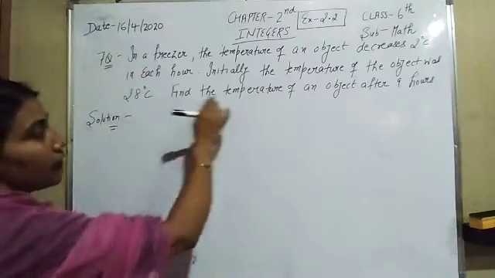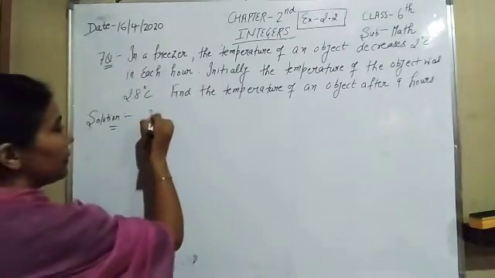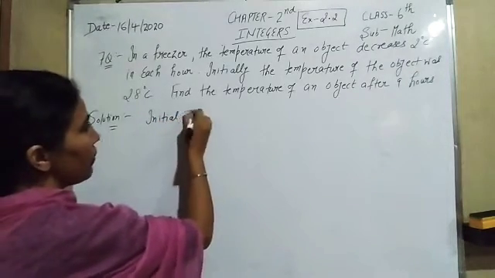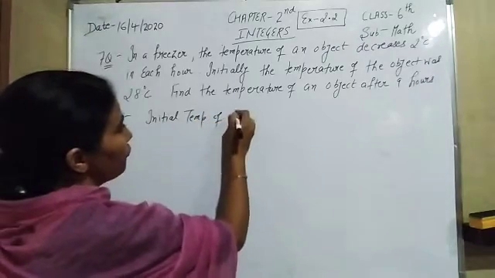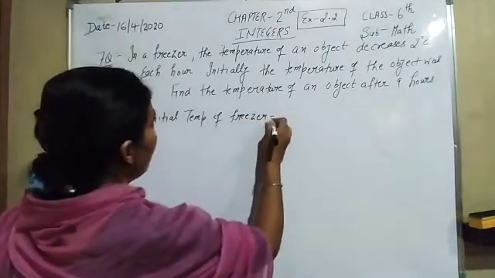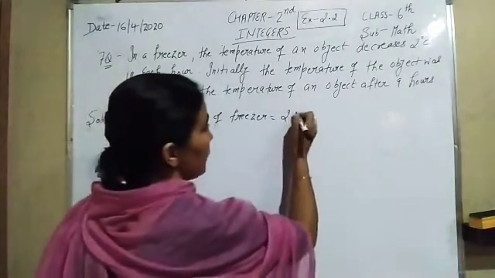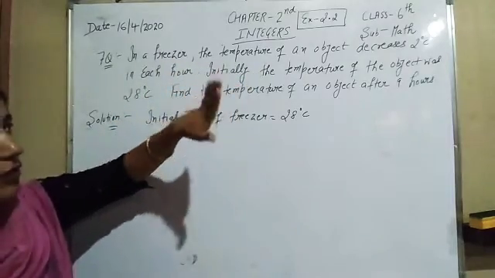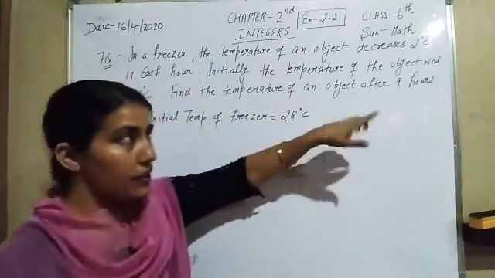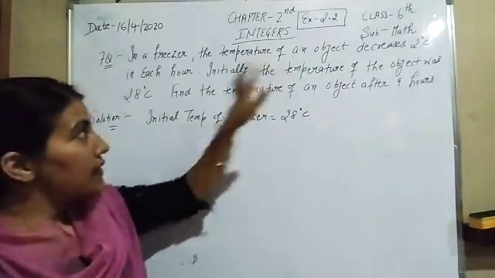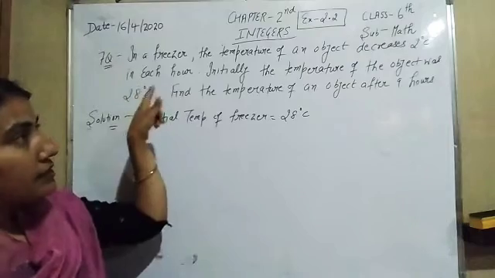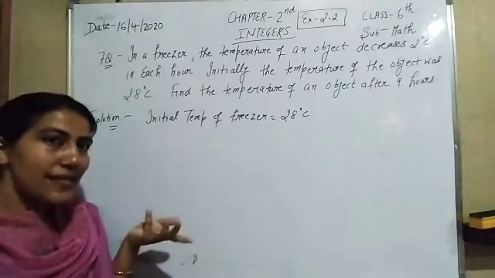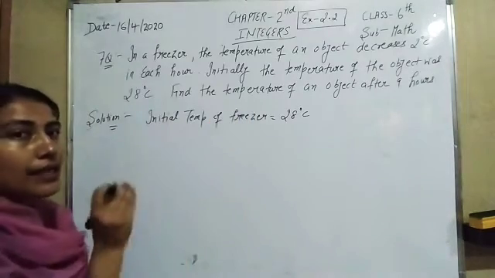Now, initial temperature of freezer is equal to 28 degrees Celsius. Now, in each hour it decreases 2 degrees Celsius, and we have to find out after 9 hours. It will decrease 2 degrees Celsius in each hour. That means in 1 hour, if it decreases 2 degrees Celsius, then in 9 hours it will decrease 2 multiplied by 9. That means 18 degrees Celsius will be decreased during the 9 hours.